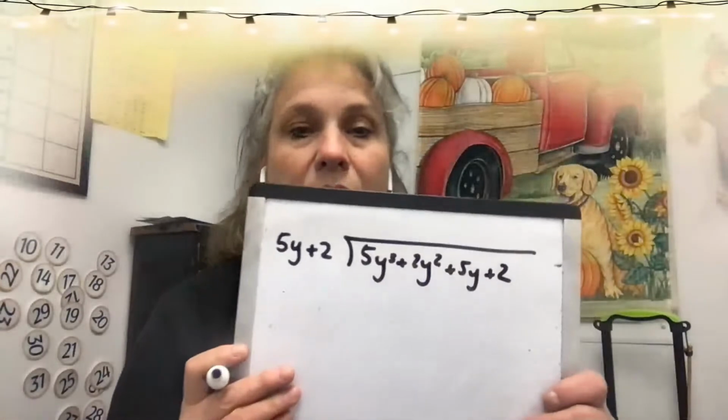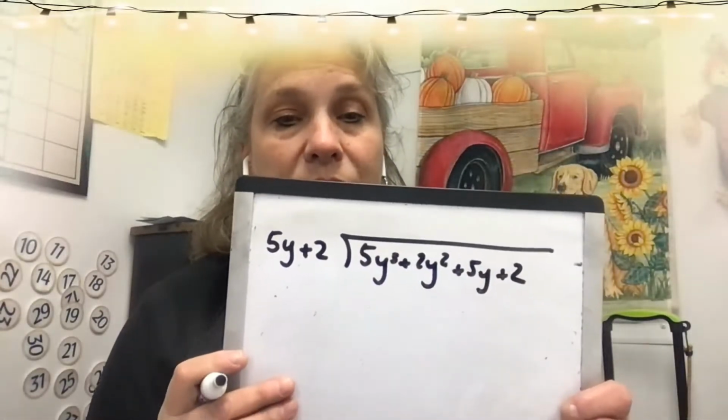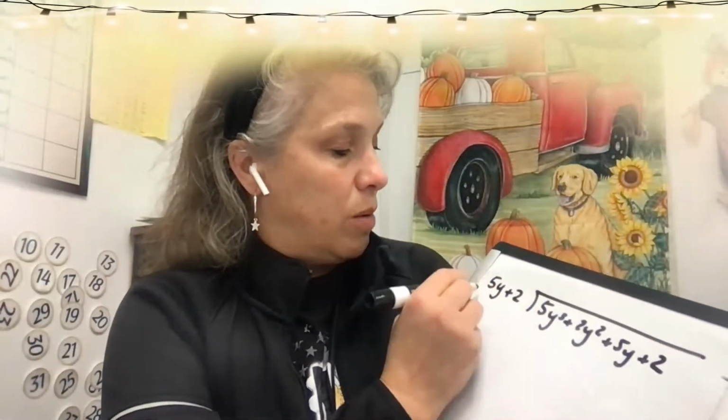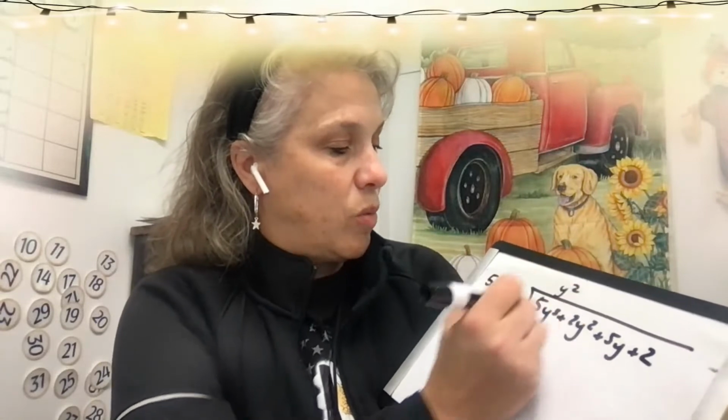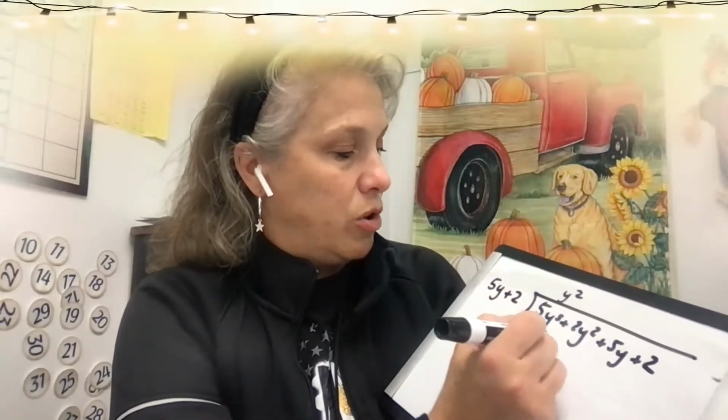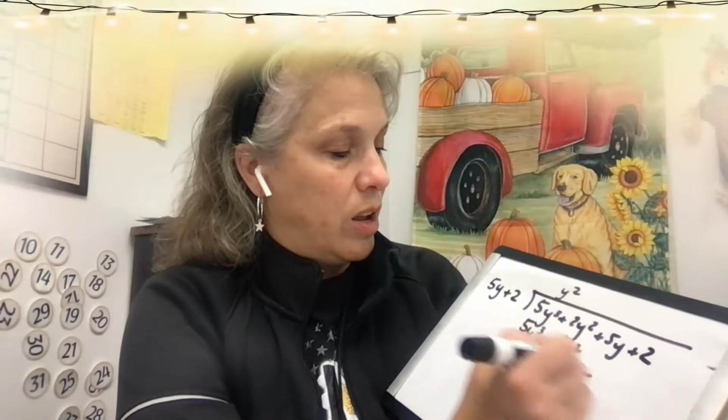All right, so very good. That one does have a remainder. We're going to go on to number 17. 5y plus 2 into 5y cubed plus 2y squared plus 5y plus 2. Okay, what can I multiply by 5y to get 5y cubed? We're going to multiply by y squared. 5y cubed plus 2y squared.